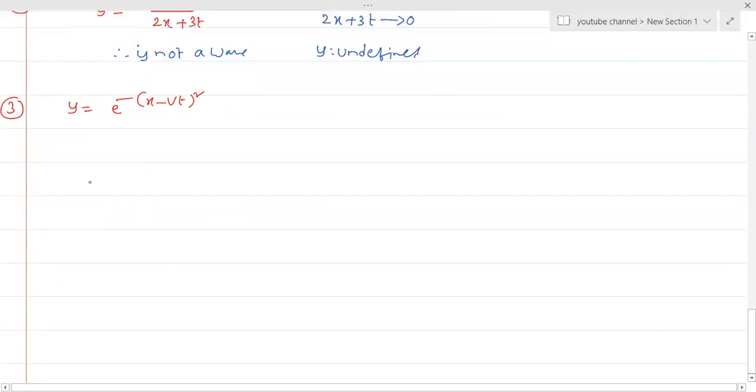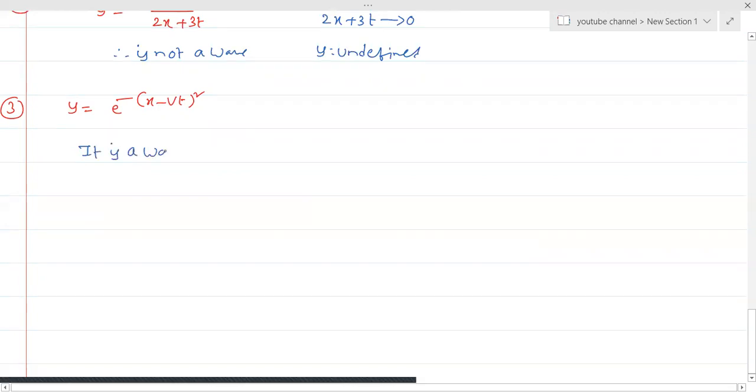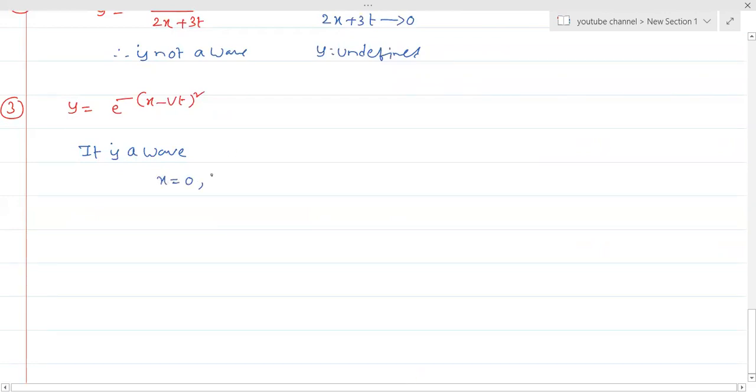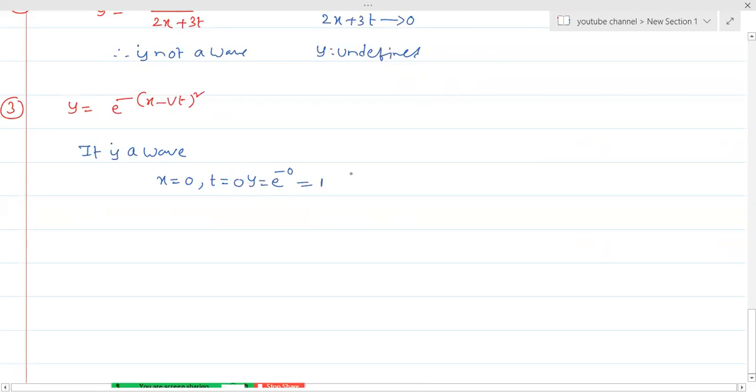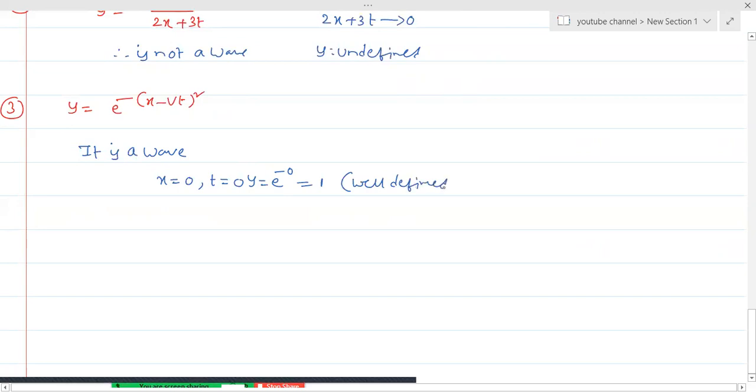So it is a wave. Because for any value of x and t, suppose we take x equal to 0 and t equal to 0, then we have e power minus 0, so y is equivalent to 1. So that means it is well defined. It can be well defined for any value of x and t you can take.